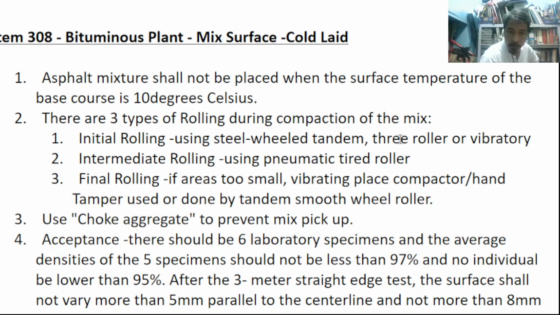Number 3, final rolling. If areas are too small, a vibrating plate compactor or hand tamper can be used, or it can be done by a tandem smooth wheel roller. But this tandem smooth wheel roller is actually equipment that is hand operated. You have to push it by hand, unlike the heavy equipment, which you have to drive. There is a driver with a special license. License code 7, no?